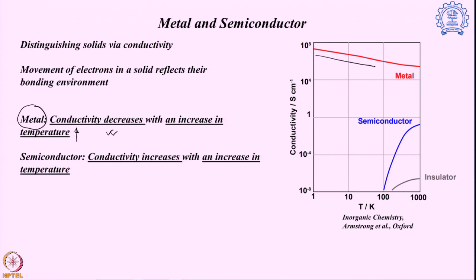You can see the metal system, with the conductivity value shown on the y-axis. As we increase the temperature on the x-axis, you can see it is slowly decreasing. This kind of behavior is what we call metallic behavior. On the other hand, a semiconductor shows exactly the opposite behavior, where the conductivity increases with an increase in temperature. Previously, it was a decrease in conductivity for the metal, but now in the semiconductor, the conductivity increases. In the figure, you can see that for the semiconductor, the conductivity increases as I increase the temperature. So, that is the basic distinction.